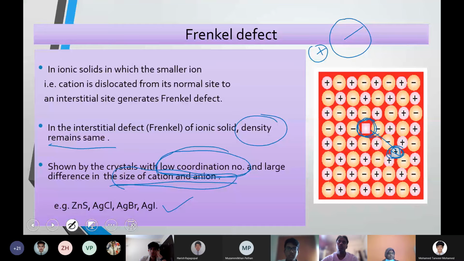So was that a question? Yes, ma'am. Yes, Jonathan, you can ask. Ma'am, that is my question, whether it's a type of interstitial defect. Okay. So am I clear till here, the type of defects? Any doubt so far? No doubt? Clear? Yes, ma'am, it's clear. Okay.